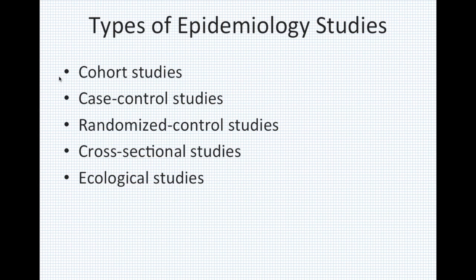So first, we'll go over cohort studies in Module 2. Module 3 will cover case control studies. Module 4 will cover randomized control studies. And Module 5 will cover cross-sectional and ecological studies.